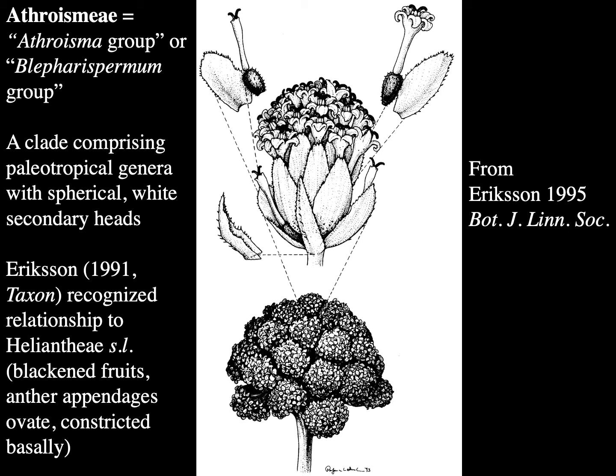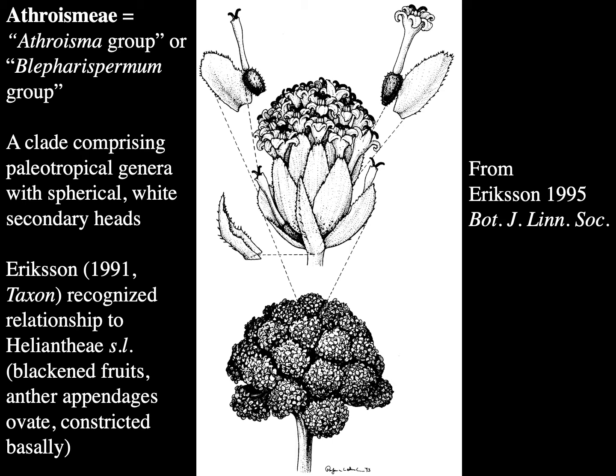And it's strictly paleotropical. They have spherical secondary heads. So we have a glomeriform capitulescence shown at the bottom of this illustration, which comes from a monograph by Torsten Eriksson. And you can see an individual head removed in the upper part of this panel. And on either side at the top, you can see florets.